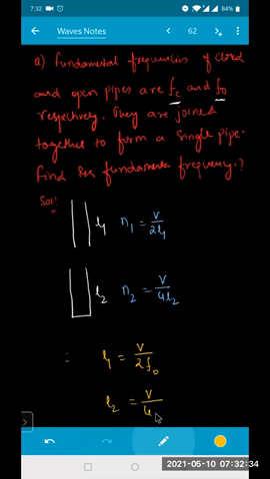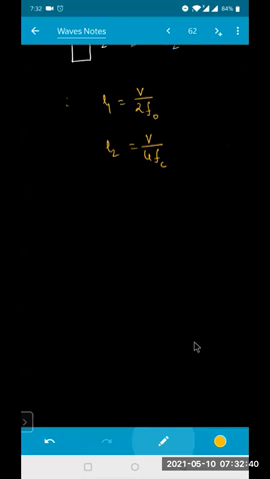V by 4 times of your, this will become for me the fundamental frequency, that is nothing but your FC. So we got L1 plus L2. You have been combining them to form a bigger length. So combined, this will become L1 plus L2. So the combined frequency is becoming what now? A closed organ pipe. So the closed organ pipe length is nothing but L.